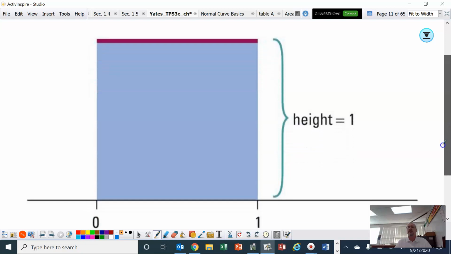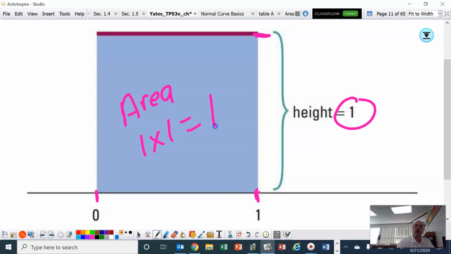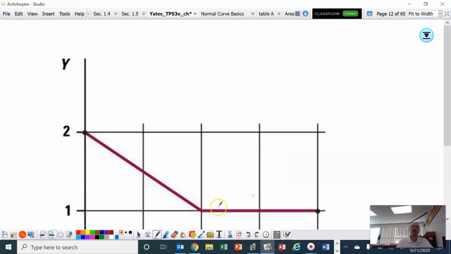So look at this one. It's a little bit weird. That is definitely not a curve, but ladies and gentlemen, this is going from 0 to 1. And this has a height of 1. Well, if you remember your geometry, the area is 1 times 1, which is 1. Okay, let's look at another one.